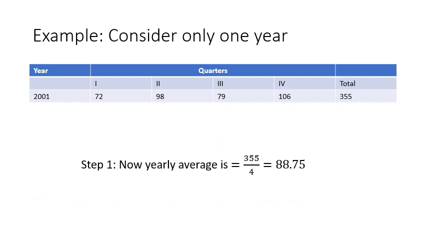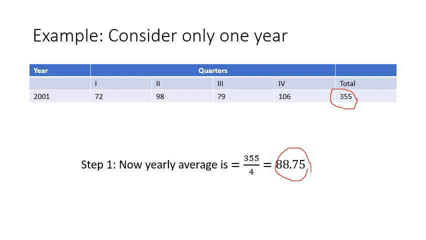Now here I have taken only 1 year for understanding. Now there are no more years, so I do not need any yearly average or quarterly average. So what I have done is take the total of the year, and divide the total by 4 because there are 4 quarters. Now we are left with this average.